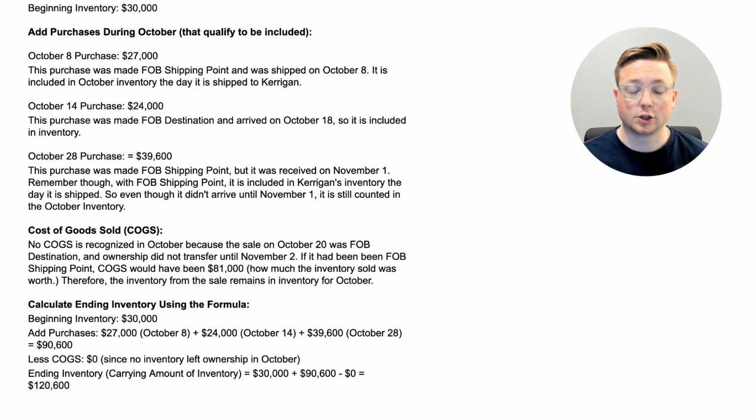Next, let's talk about October 14th. That purchase was $24,000. This was made FOB destination. So, okay, they don't have ownership of it until it arrives, but luckily it arrived October 18th within the same month, so it is also included in the inventory.